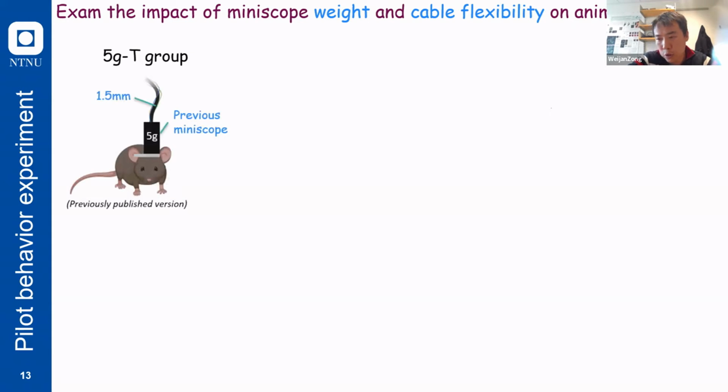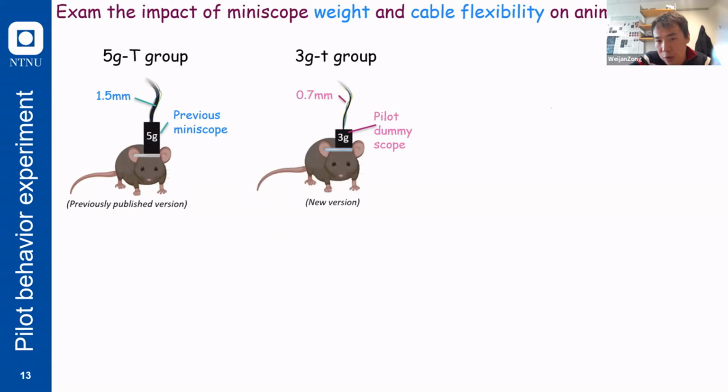In order to do that, we did a pilot experiment using a group of animals that were mounted with a 5-gram dummy scope, with the same weight as our previous version of the Miniscope, and a 1.5 millimeter thick cable, which is also the same as we used in version 2 of the Miniscope we published before. We also had a group of animals mounted with a 3-gram dummy scope and a 0.7 millimeter thick cable, which we believe is producible from the engineering perspective. And also a control group without any scope or fiber.